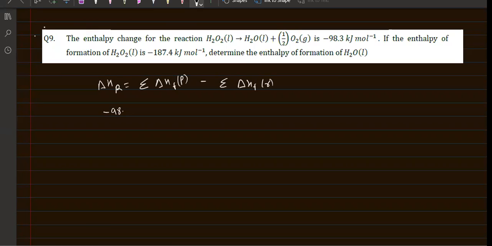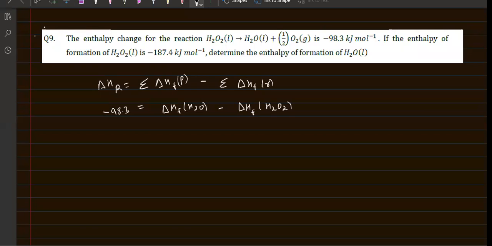Now in product we have H2O as well as half O2. But since O2 is in elementary form, it will be 0. So you have just delta H formation of H2O, minus delta H formation of H2O2.